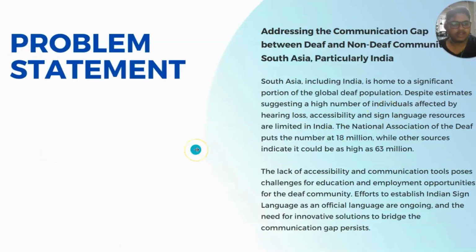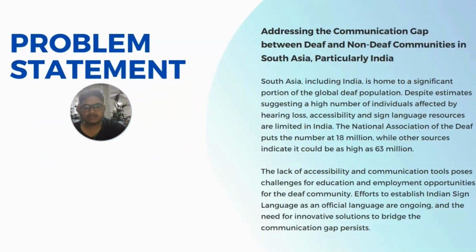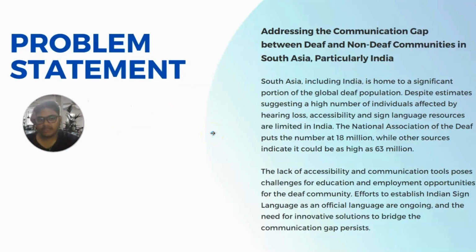And the problem that we are trying to solve is to address the communication gap between deaf and non-deaf communities, especially in Southeast Asia, particularly India. So South Asia, particularly India, is home to a large portion of the global deaf population that is estimated to be around 60 million. And the lack of accessibility and communication tools poses a large challenge for education and employment of such deaf community.